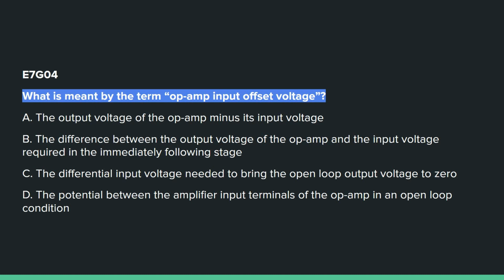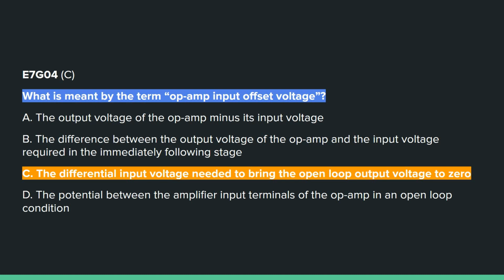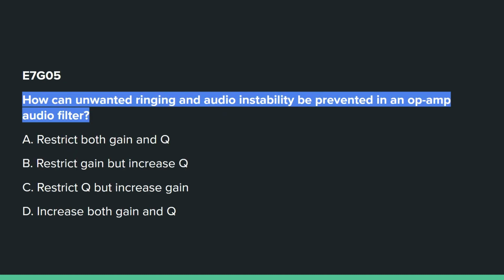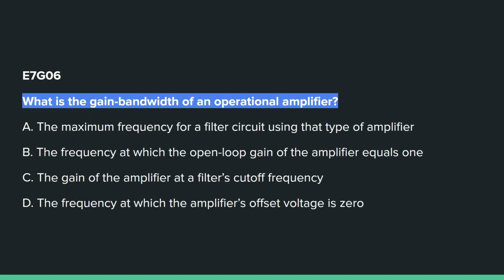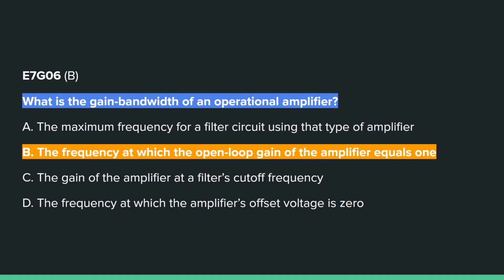E7G04, what is meant by the term op-amp input offset voltage? C, the difference input voltage needed to bring the open loop output voltage to 0. E7G05, how can unwanted ringing and audio instability be prevented in an op-amp audio filter? A, restrict both gain and Q. E7G06, what is the gain bandwidth of an operational amplifier? B, the frequency at which the open loop gain of an amplifier equals 1.